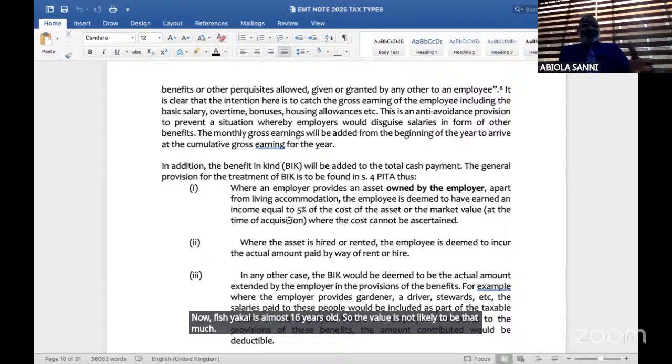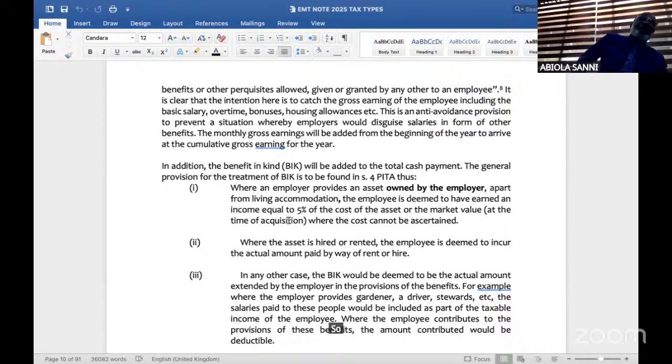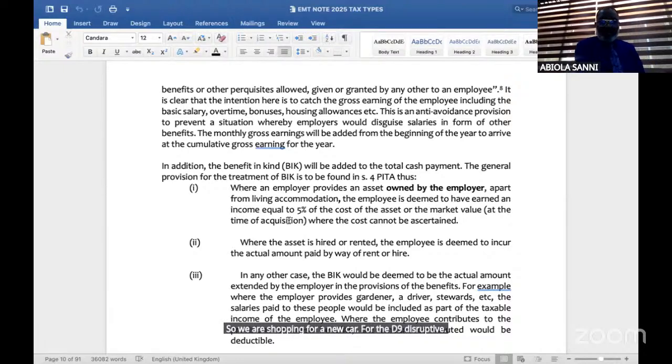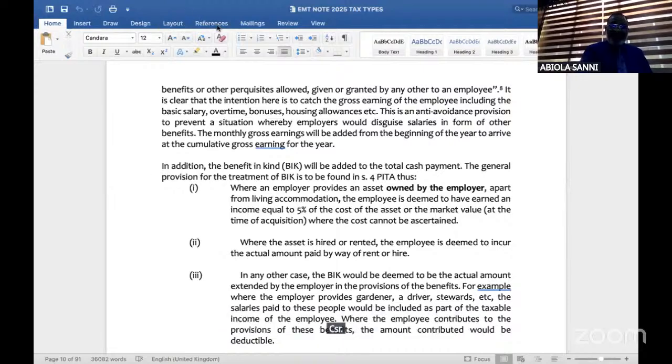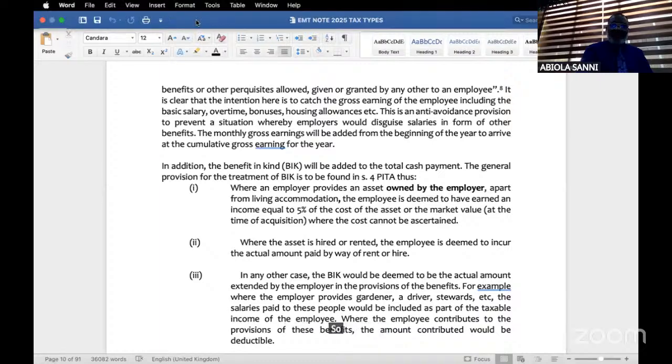So we are shopping for a new car for the dean and the sub-dean. If you know somebody who can give us, maybe you know a car dealer who wants to do CSR, yeah. So which car dealer wants to do CSR for the Faculty of Law?